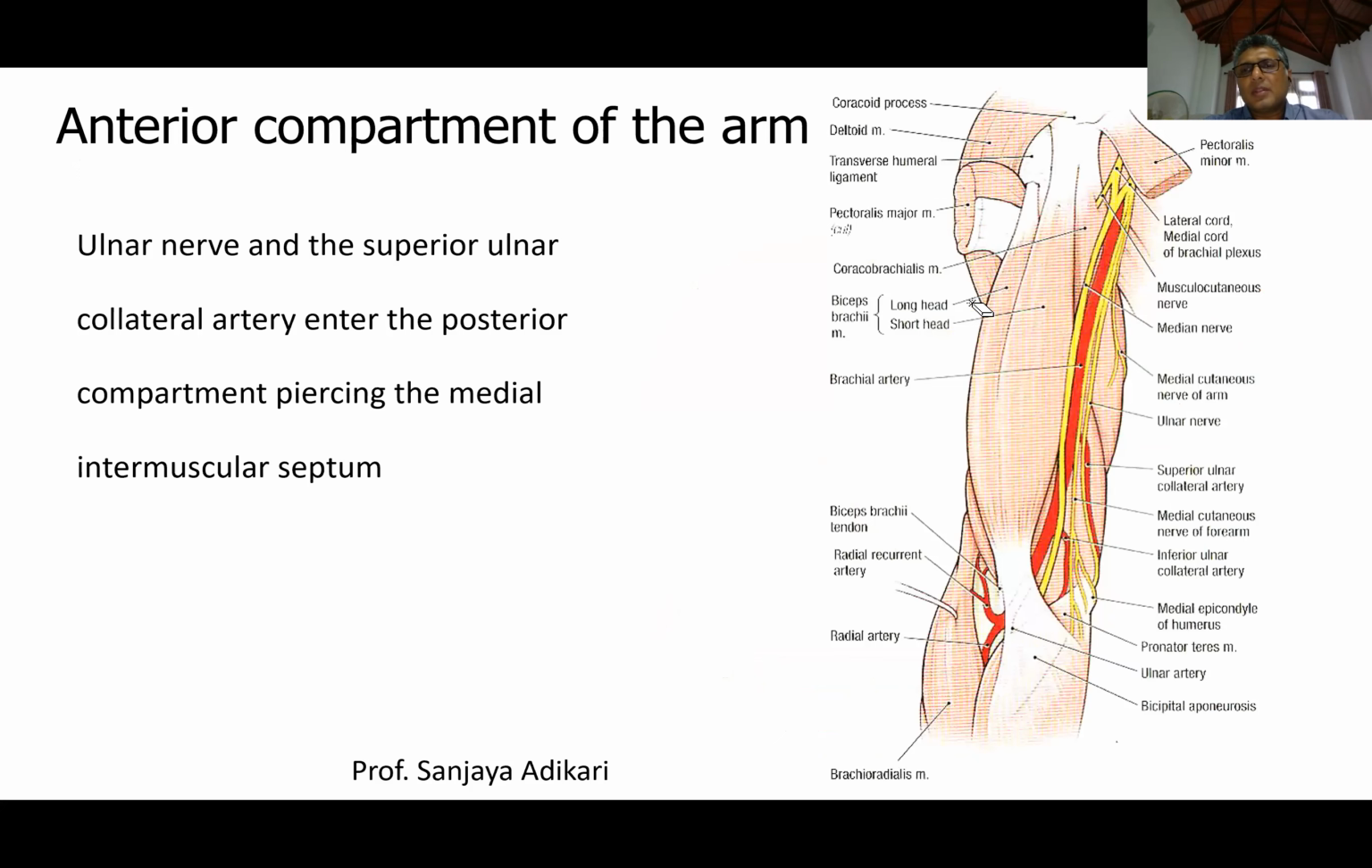Then this is the other point that I mentioned, the ulnar nerve and the superior ulnar collateral artery with its venae comitantes, even though it's not shown here, leaving the anterior compartment and entering the posterior compartment by piercing the medial intermuscular septum. Okay.